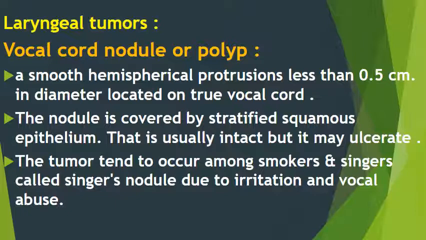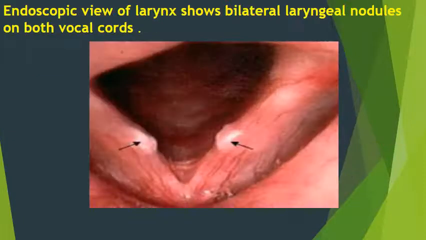The nodule is covered by stratified squamous epithelium that is usually intact, but sometimes it ulcerates. So the benign tumor or nodule that is found in the vocal cord in smokers, singers, teachers, or people who use their voice a lot is a vocal cord nodule.